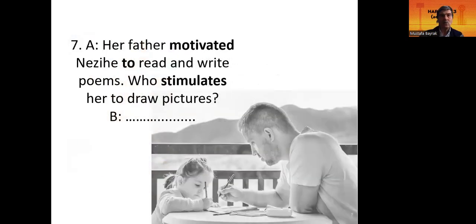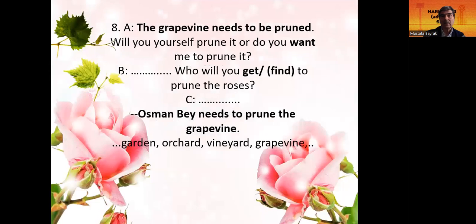Okay, 7. Her father motivated Nezihe to read and write poems. Who stimulates her to draw pictures? Of course, her mother, always. But in the past, her father motivated Nezihe to read and write, but her mother always stimulates her to draw pictures, stimulate somebody to do something. The grapevine needs to be pruned, needs to be pruned.